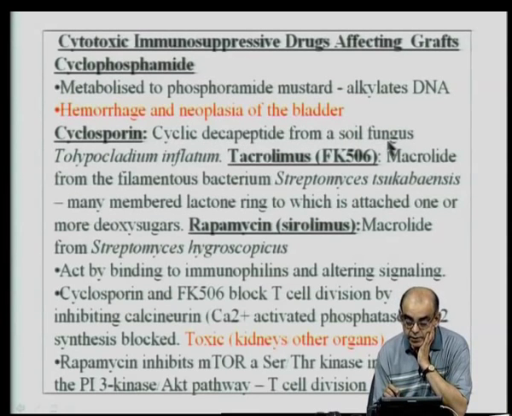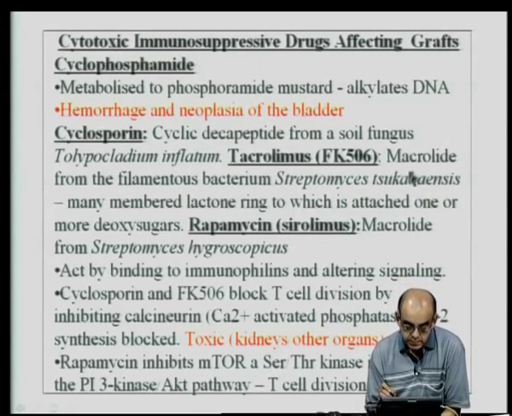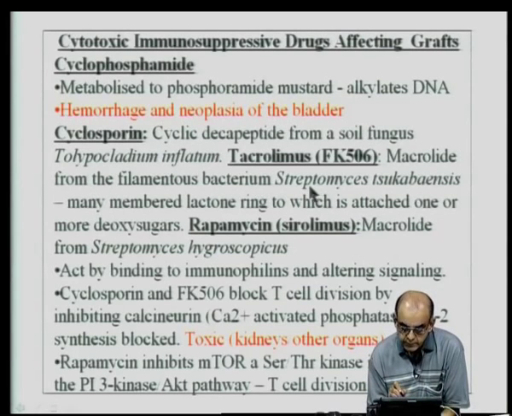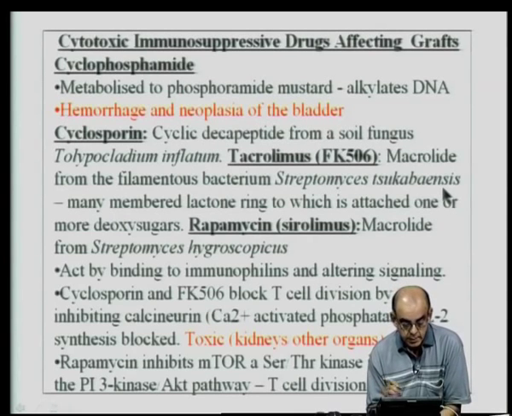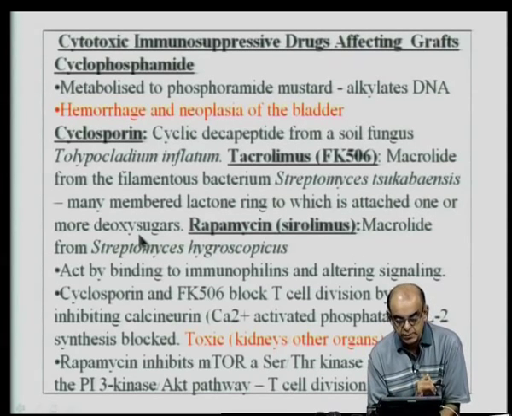It is actually obtained from a soil fungus called Tolypocladium inflatum. Tacrolimus, also called FK506, is a macrolide from the filamentous bacterium Streptomyces tsukubaensis. It is a many-membered lactone ring to which is attached one or more deoxy sugars.